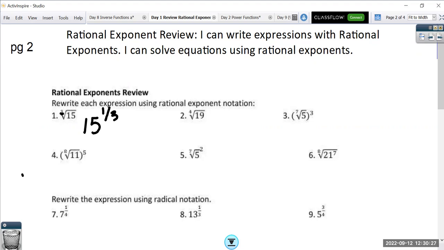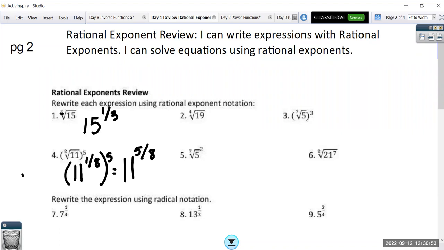If we come down here to number 4, what we have is the 8th root of 11 raised to the 5th. So the first thing I'm going to do is take care of my radical. I'm going to rewrite this as 11 to the 1/8 power, but I still have to raise that to the 5th. So my final answer here is 11 to the 5/8.